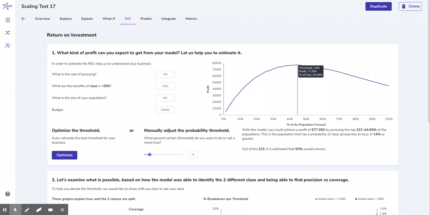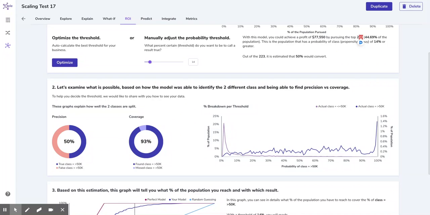It also gives you a little bit more information so you understand. It says that if you follow this along, you are going to go after a little less than half of your population, 44% of your population. So of all the sales leads, you're going to tell your salespeople to go after 44% of them. In this case, 223 leads out of the population of 500 leads. Let's take a look at the second page that we have.